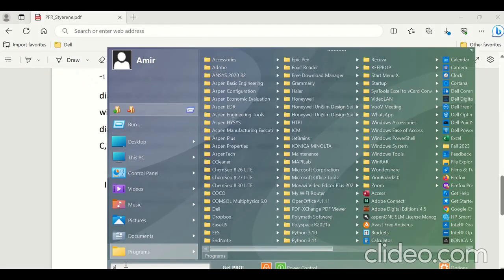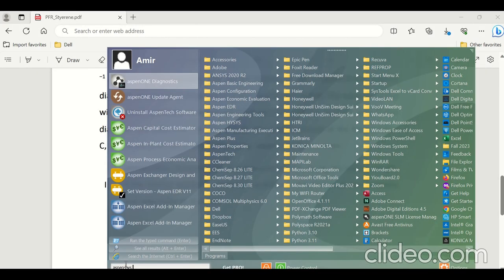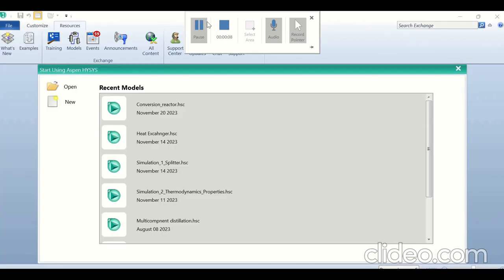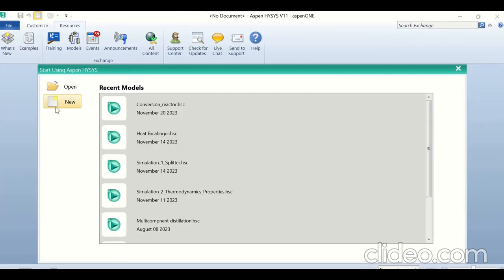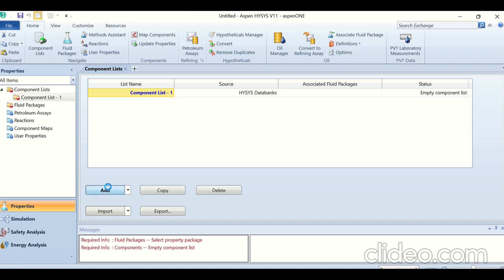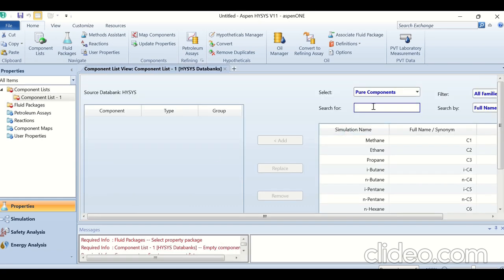So open Aspen HYSYS, double click on new, and here is the Aspen HYSYS window. The first step is to add the components. So click on add, and we have to add the components.